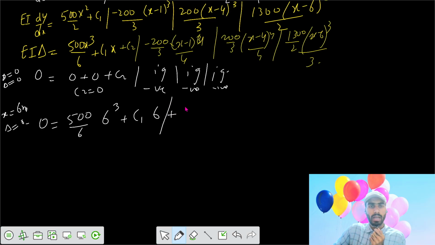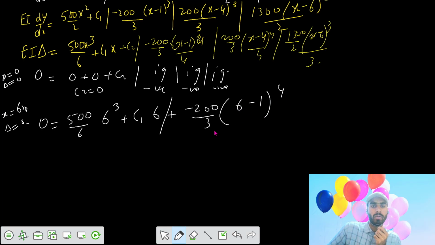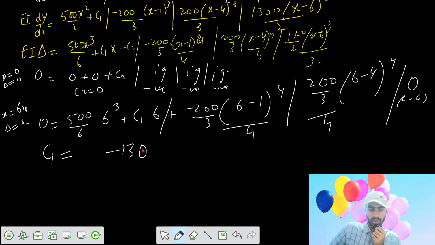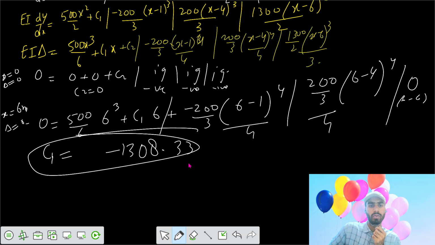That means after that you have to see whether these terms are valid or not. So we can write minus 200 by 3. Your value of x is 6, that means okay, it's valid, power 4 divided by 4. Similarly, 200 by 3, 6 minus 4, power 4 by 4. Similarly, this one becomes 0 because 6 minus 6 is 0. So finally we get the value of c1 equals minus 1308.33.